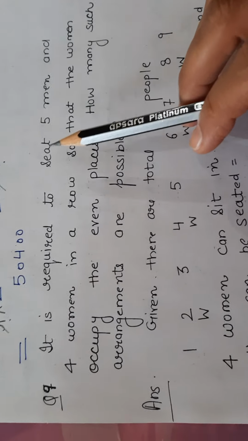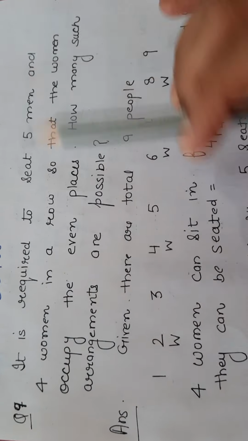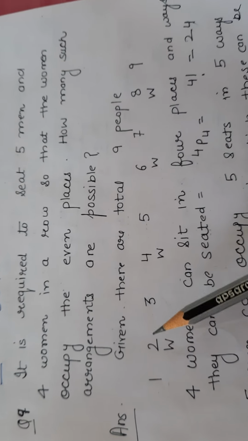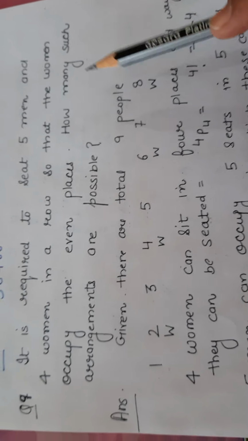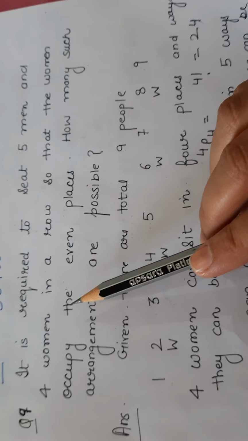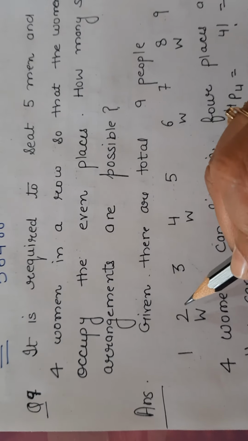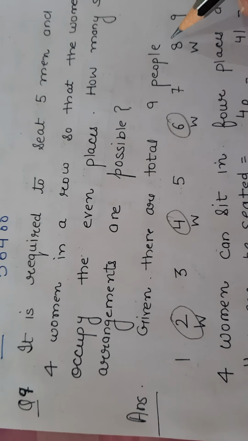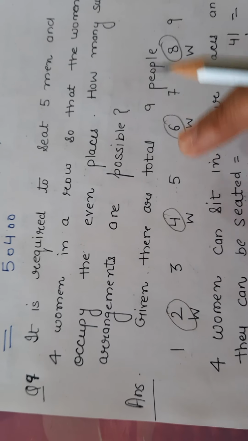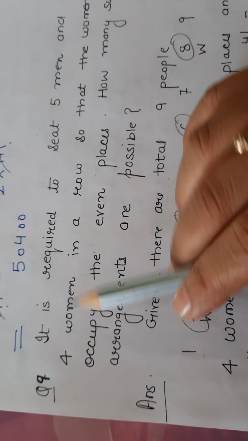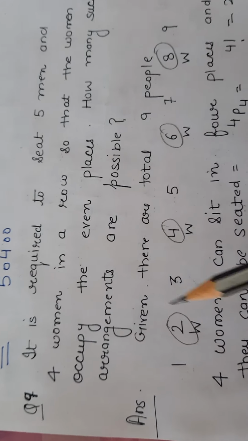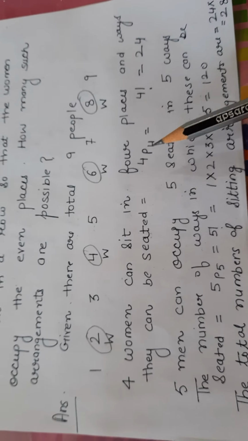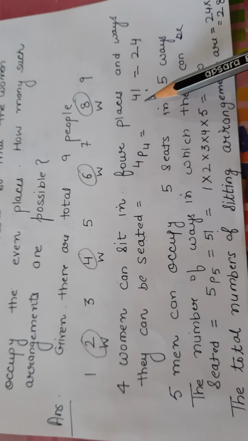Now, we have a total of 5 men and 4 women. That means the total persons are 9. Now, first I have written numbers from 1 to 9. And the condition is women will always occupy even places. Just look here. Here the even places are 2, 4, 6 and 8. So we have 4 even places, and the total women are also 4. So for these 4 places, 4 women can be arranged in 4P4 ways. So this is 4 factorial.